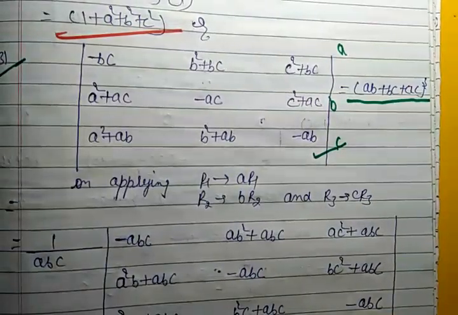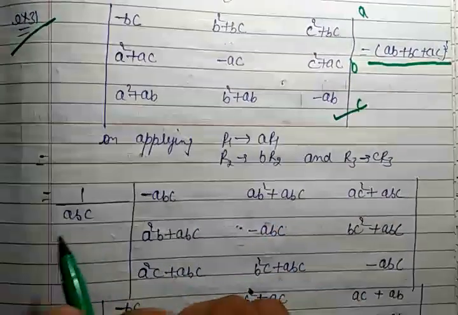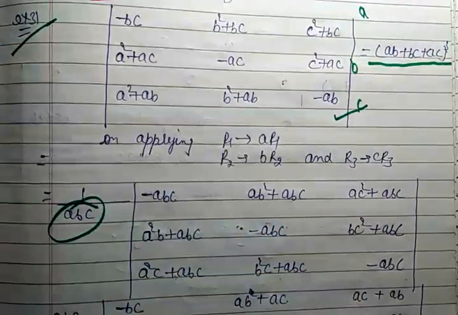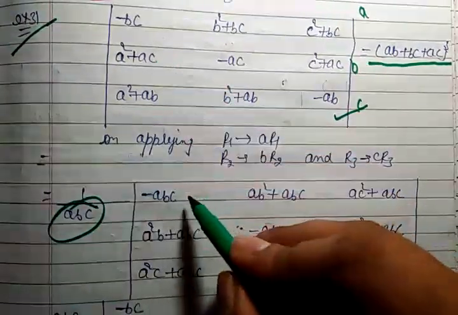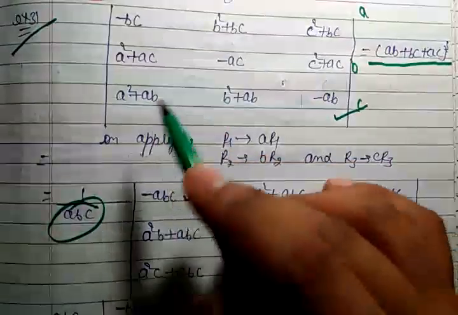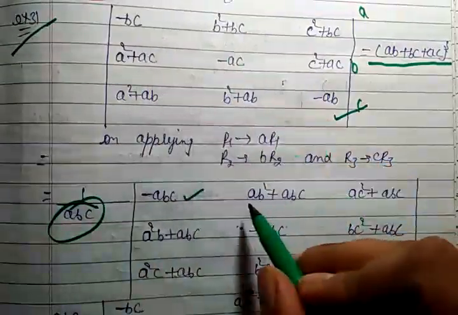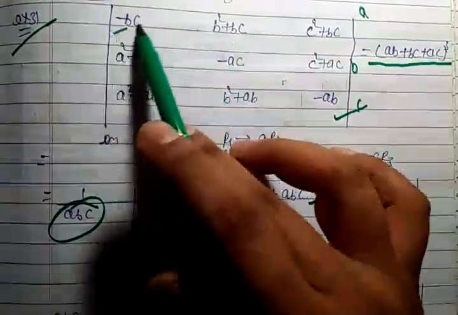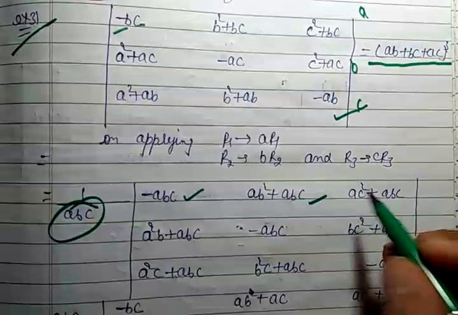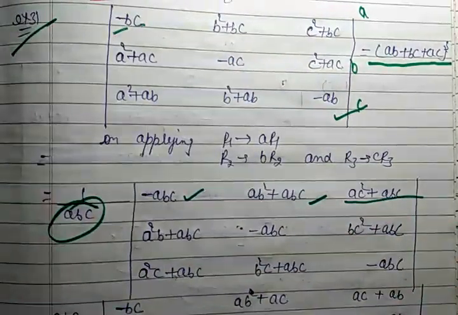Then what will you get? Because you are multiplying by abc, you have to divide by abc as well. So we have divided by abc, and you will get here minus abc. Here you will get ab square plus abc, because in this row you multiply by a, and here you will get ac square plus abc.